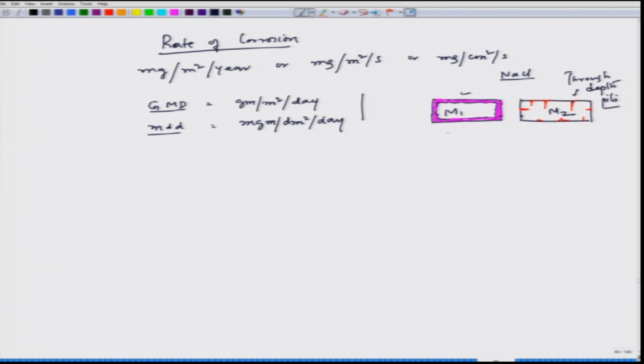Now, would it be fine if we express this one as MDD and at the same time this one also as MDD?